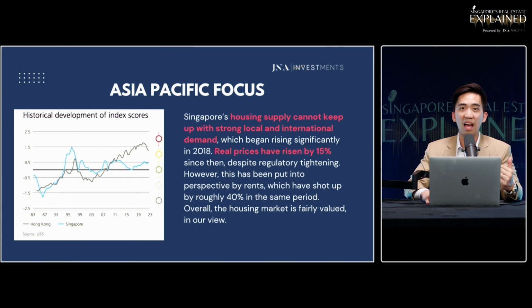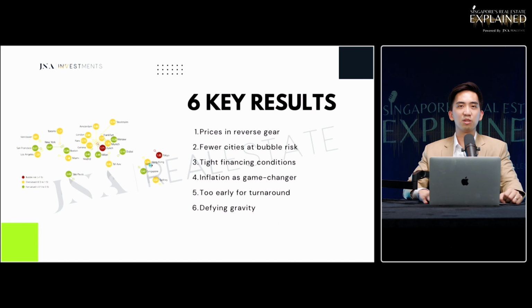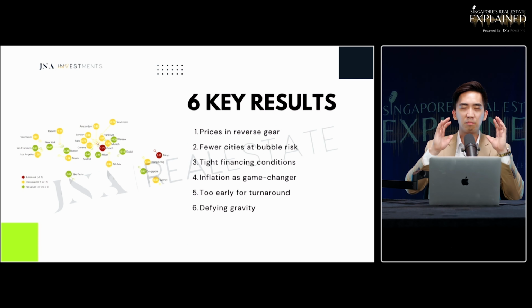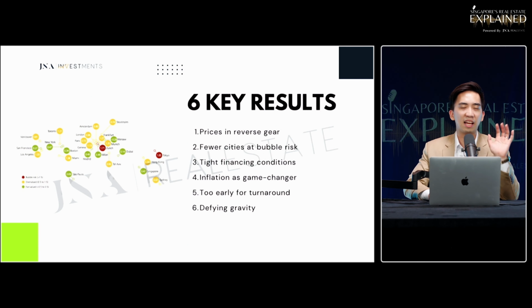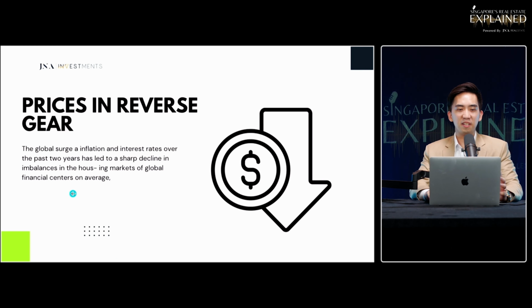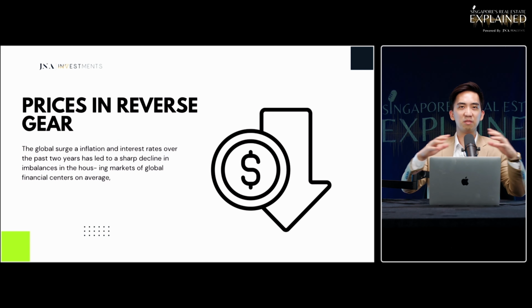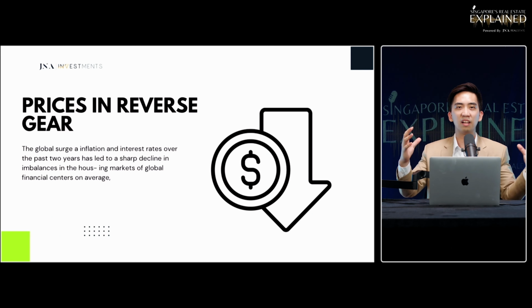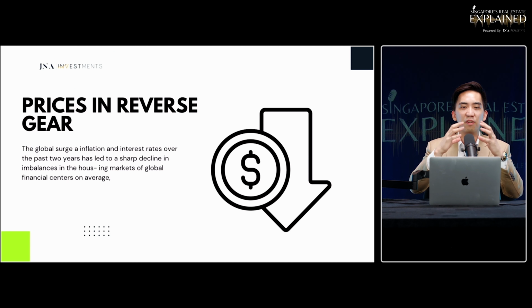So this is something that we have to trace, which is a big topic, but for now, let's focus more on the bubble itself. To sum up the topic of property bubble, in this entire report there are 6 key points we have to take note of. The first point is that prices are in reverse gear, which means the bubble, instead of inflating, which is like gearing up and getting bigger, has gone to a deflated bubble kind of phenomenon.